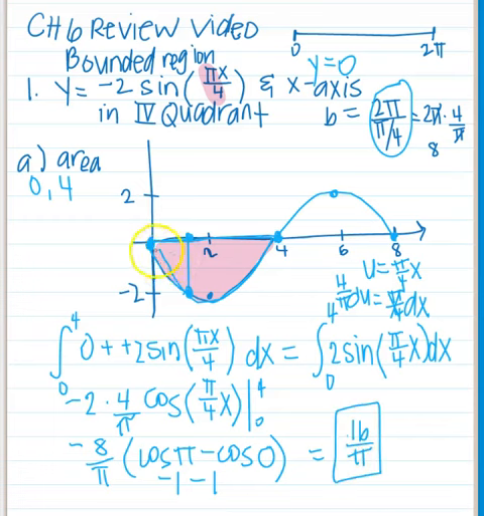Now remember, it doesn't matter that this portion is located in the 4th quadrant. It is not going to be a negative area because it's bounded between two curves. In chapter 5, yes, you could get an area that was negative because it was just located underneath the x-axis. But when you have a bounded region, right, it's going to always be a positive area. So be careful. Make sure your answer does come out to be a positive.